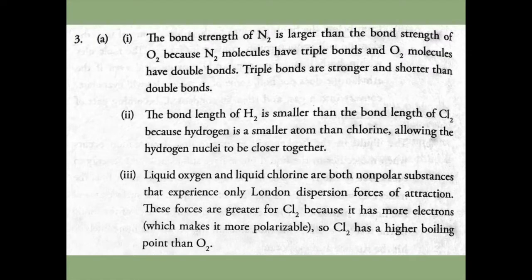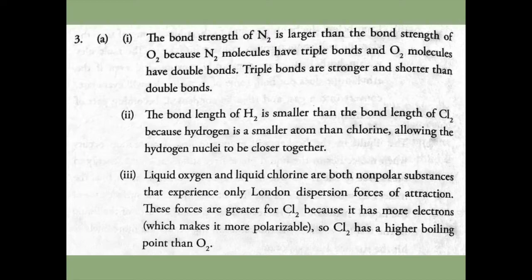In 3A, it says explain the difference in the properties given in the table above for each of the following pairs. So if you notice, nitrogen versus oxygen as far as bond strength is concerned, nitrogen has a stronger bond strength. And that's because nitrogen has triple bonds holding them together, while oxygen only has double bonds holding them together. So to be able to know that, because they're asking about bonds, make sure that you're drawing the Lewis structure for those molecules.